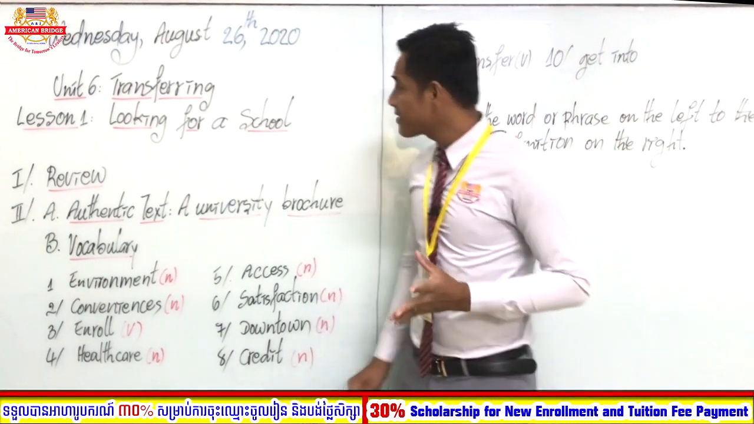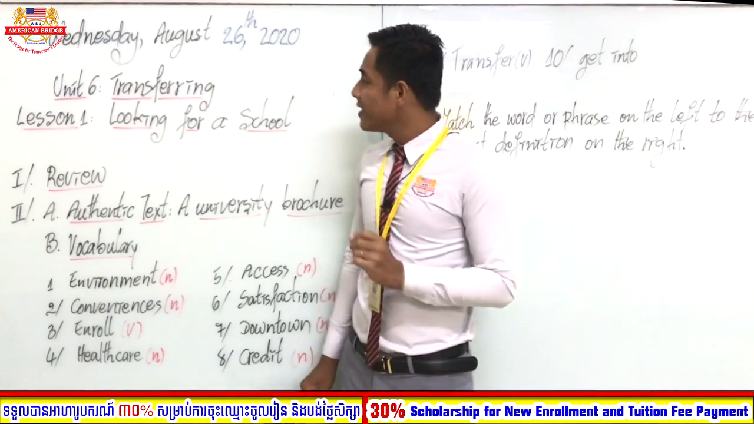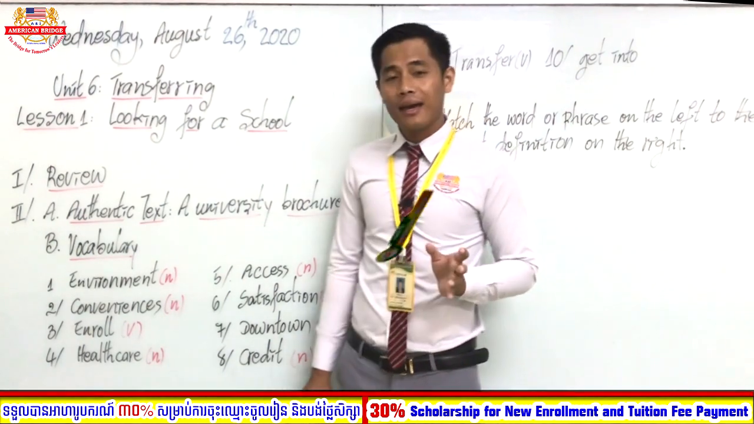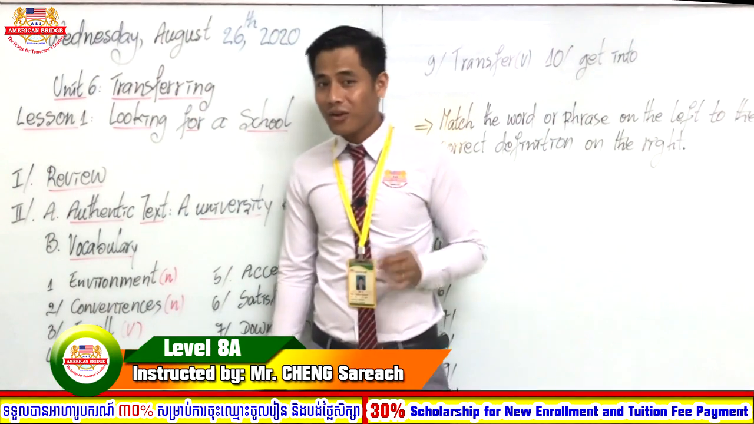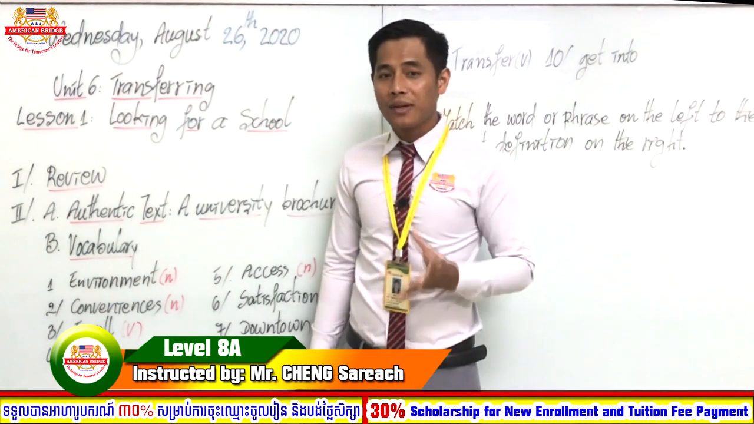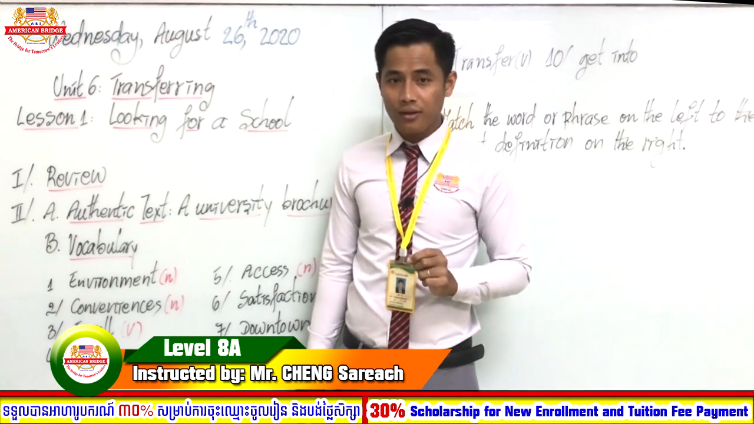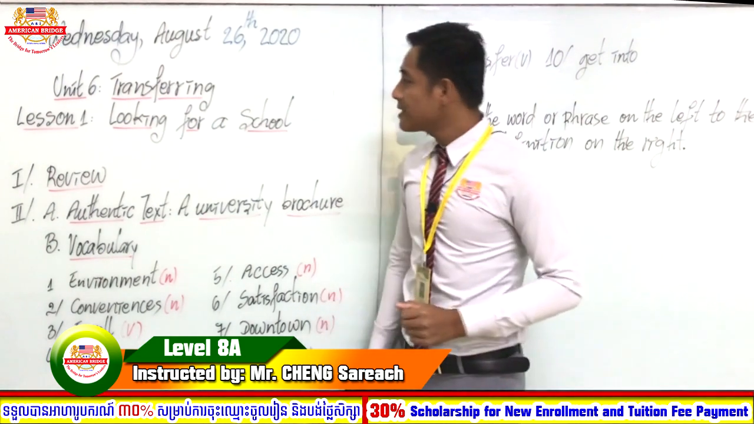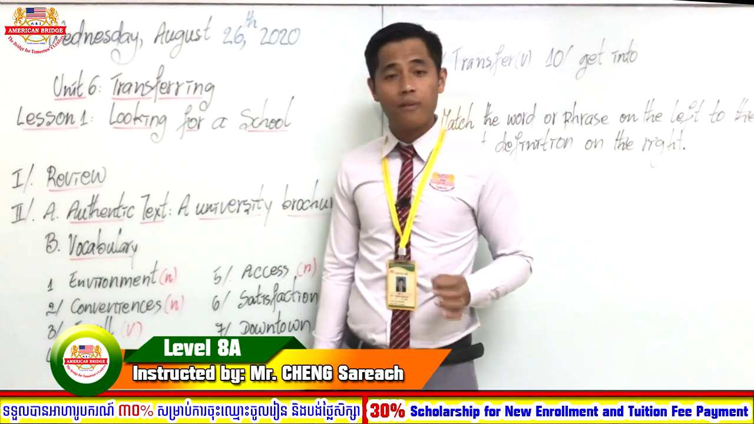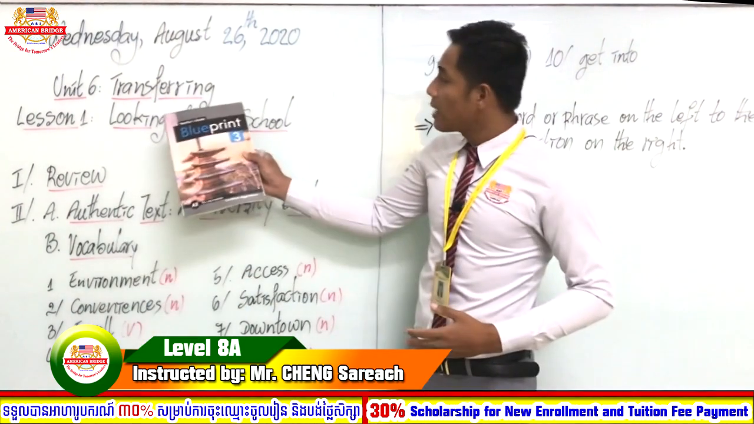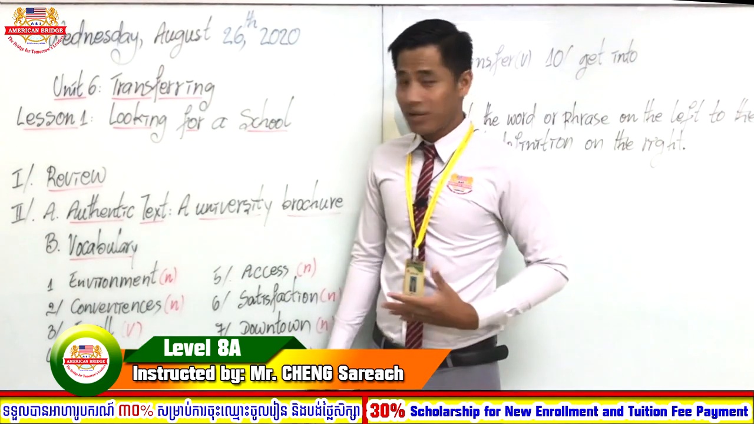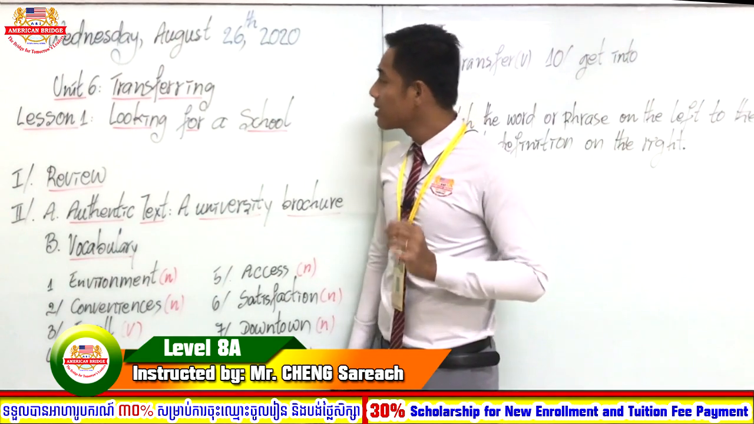Alright, students, as you can see here, this is Unit 6, Transferring, and according to our schedule, we are going to learn from Blueprint 3 and Writing Bright Book 2. This is the first session. We are going to learn from Blueprint 3. So now we start learning about a new unit, Unit 6, Transferring.